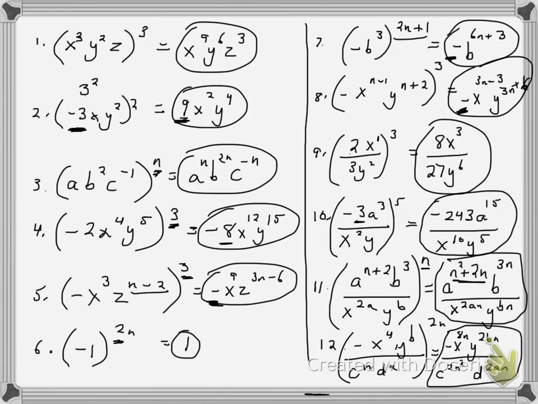Following through that same idea, we tend to always write our number first and then our letters in alphabetical order for our variables. So that would be b to the 3n in the denominator, x to the, multiplying, right, 2a times n, and we'll get x to the 2an power and y to the bn power.